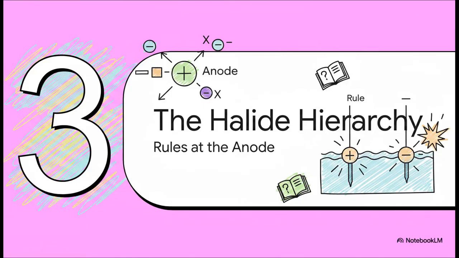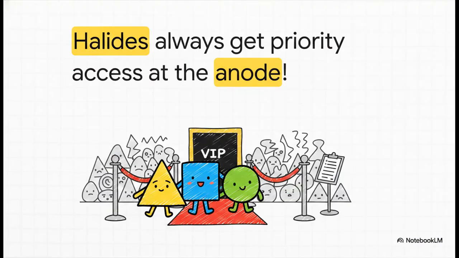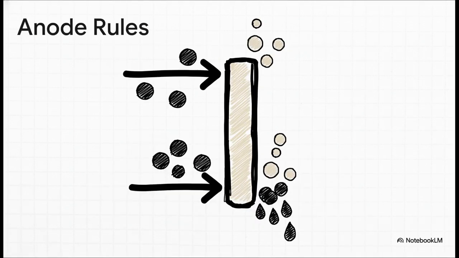Let's flip over to the other side for Section 3. Anode, the halide hierarchy. Rules at the anode. So, the anode has a positive charge, meaning it attracts all the negative ions, the non-metal ion from our compound and the hydroxide ion from the water. But the anode doesn't really care about reactivity in the same way the cathode does. Instead, it operates on what's basically a VIP guest list system. I like to call it the halide hierarchy. Here's how this hierarchy works. The anode always checks the door to see if a halide ion is present.